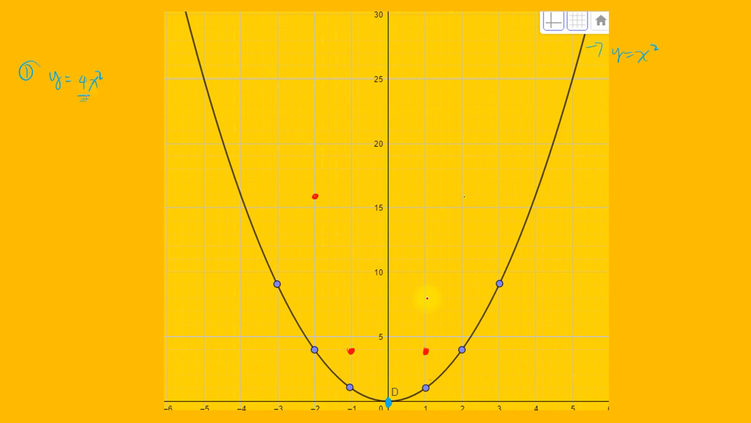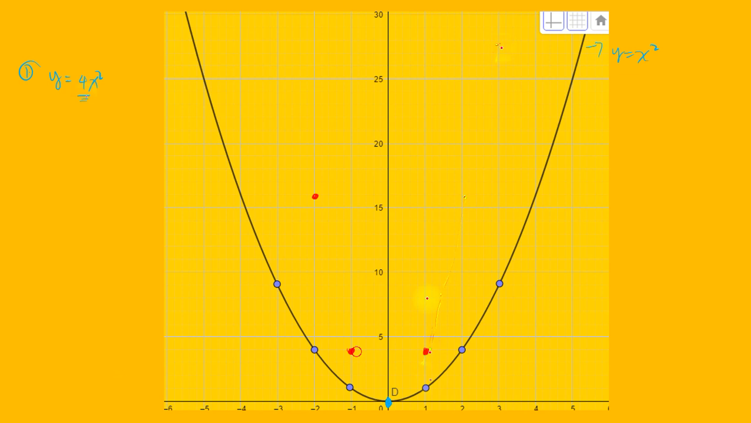Then it continues there. That's y equals 4x squared. Okay, so let's say another one. We have y equals 7x squared.